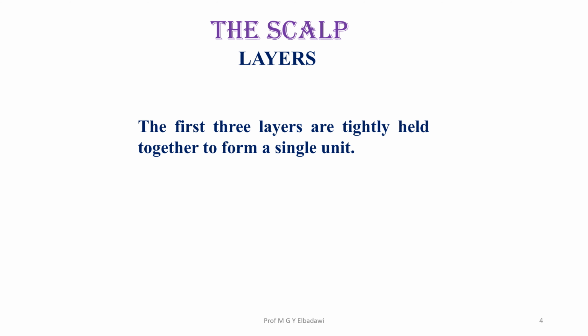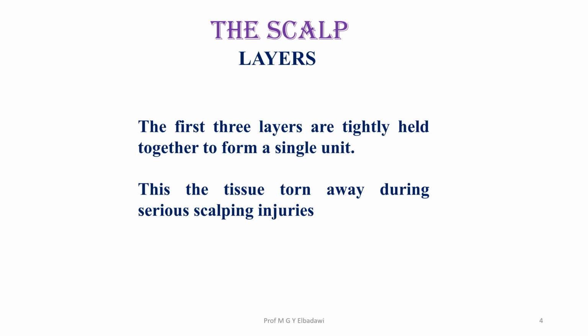The first 3 layers are very tightly connected together by the connective tissue in between the skin and the aponeurosis, forming a single unit that can move on the periosteum by the loose areolar connective tissue. This tissue is torn away during serious scalping injuries. The 3 layers can be torn away together during accidents or fighting. These 3 layers will be cut or avulsed as 1 layer.